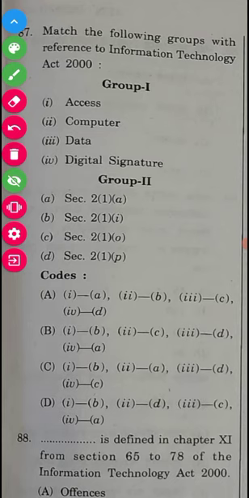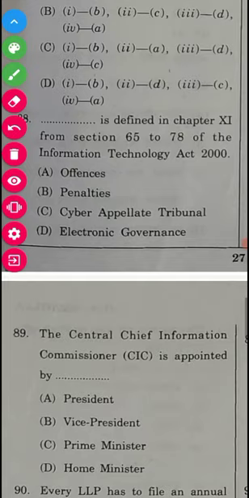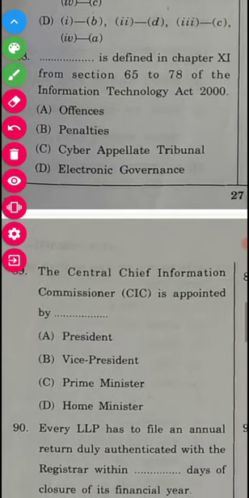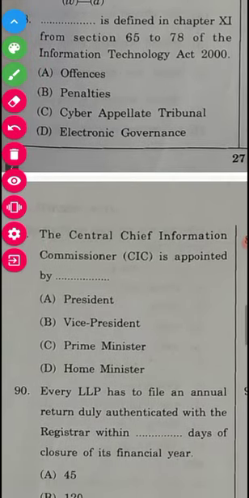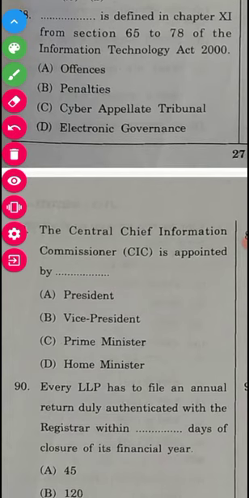So let's move on to question number 88. Dash defined in chapter 11 from section 65 to 78 of the IT Act 2000. So penalties are covered under chapter 11 and as per section 65 to 78 of the IT Act 2000. And let's move on to question number 89. The CIC is appointed by the President of India.